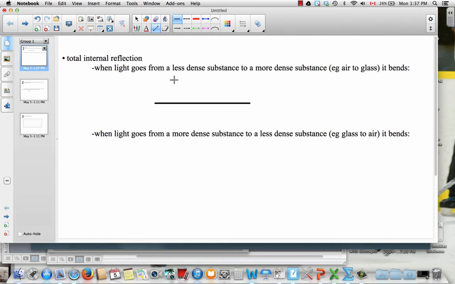Okay, so let's study this mathematically. When light goes from a less dense substance, say like air, into glass, then it bends towards the normal. So if this ray is here in the air, then when it goes into the glass, it will have a smaller angle of incidence. The angle will be smaller than it was in the air.